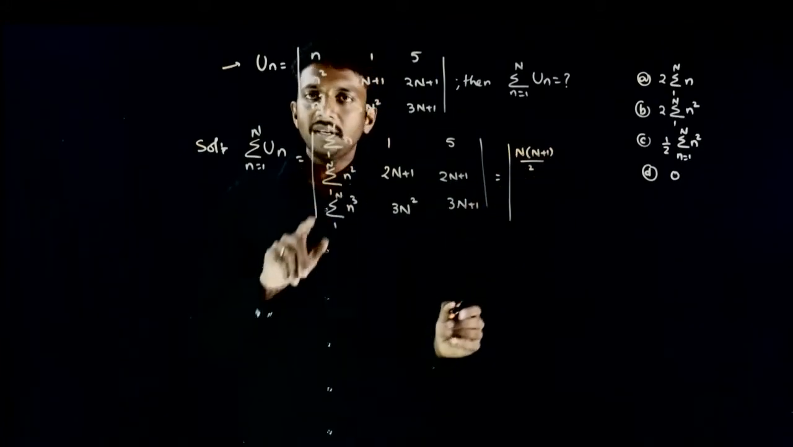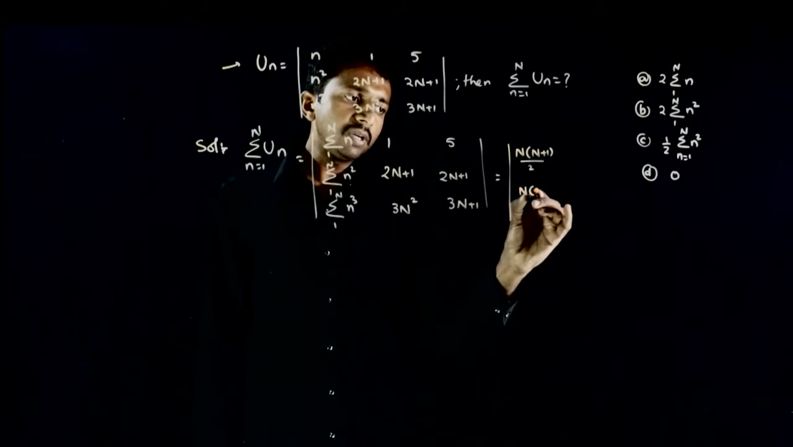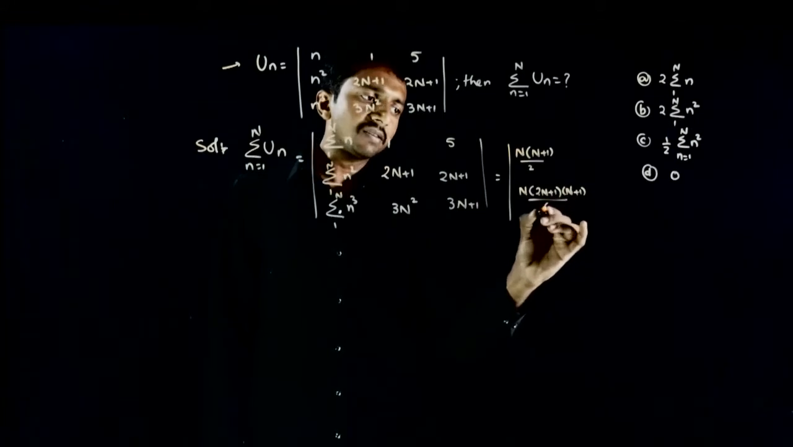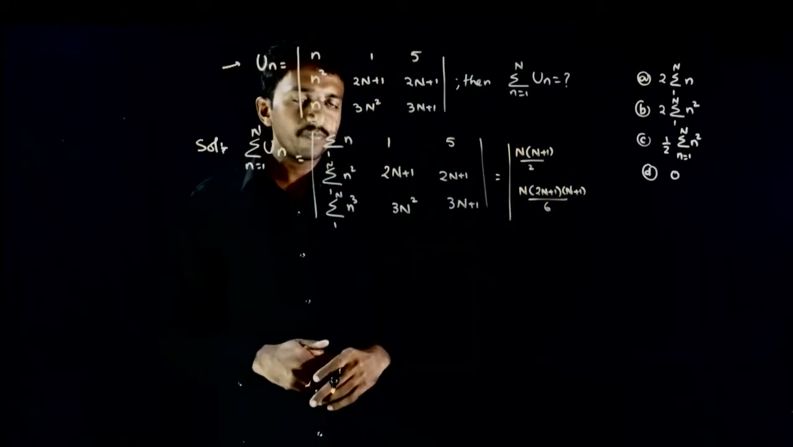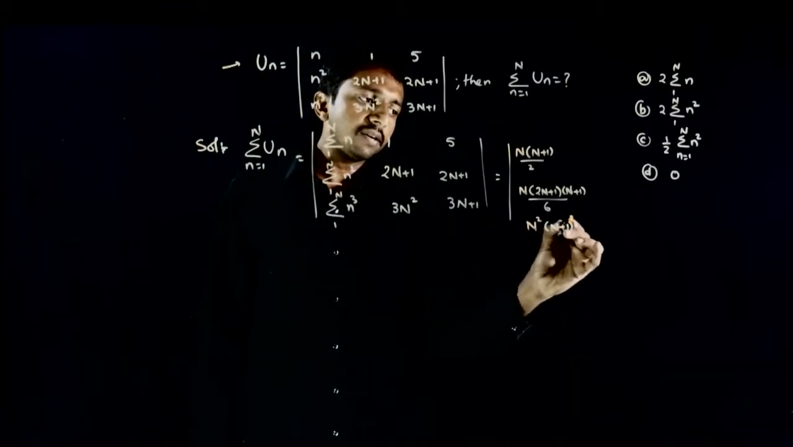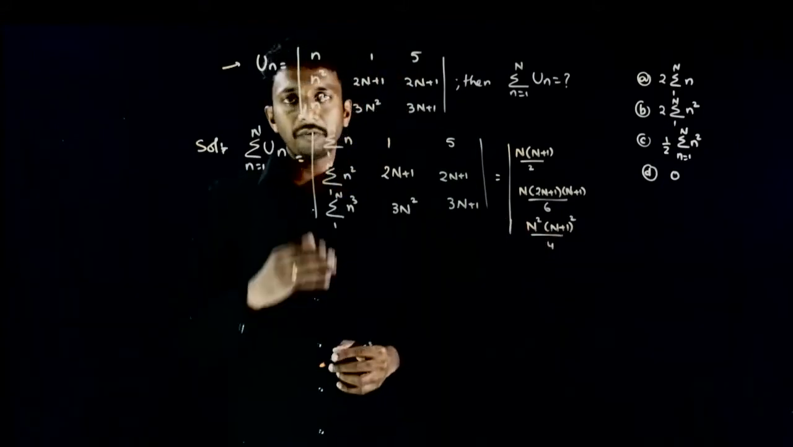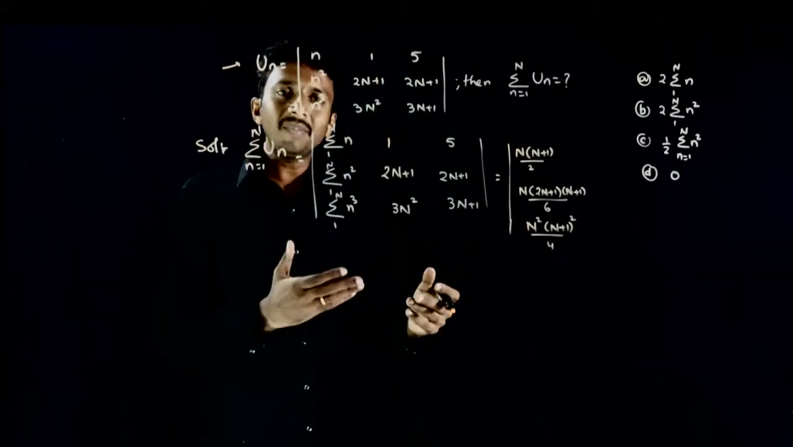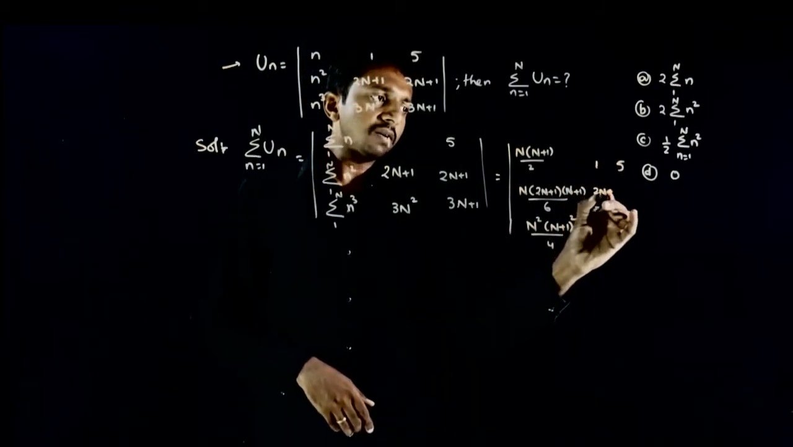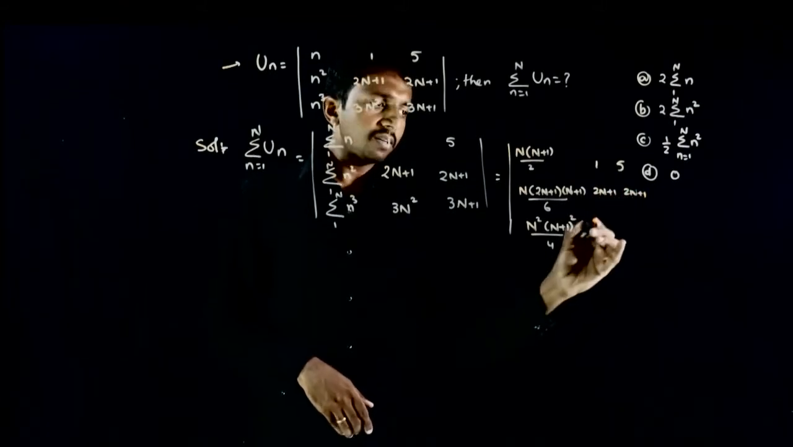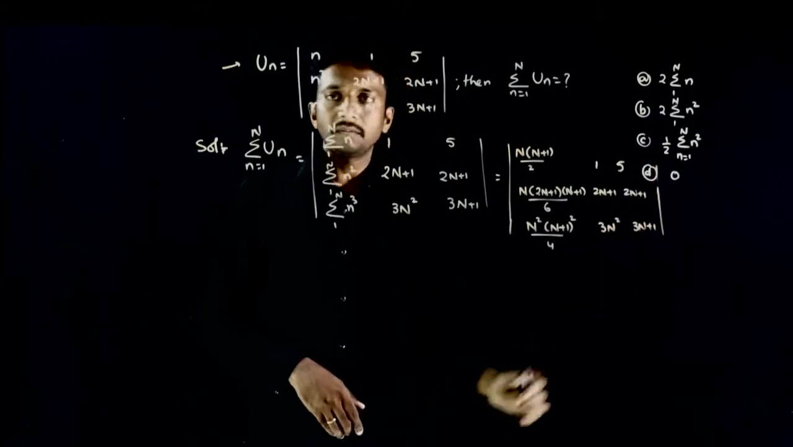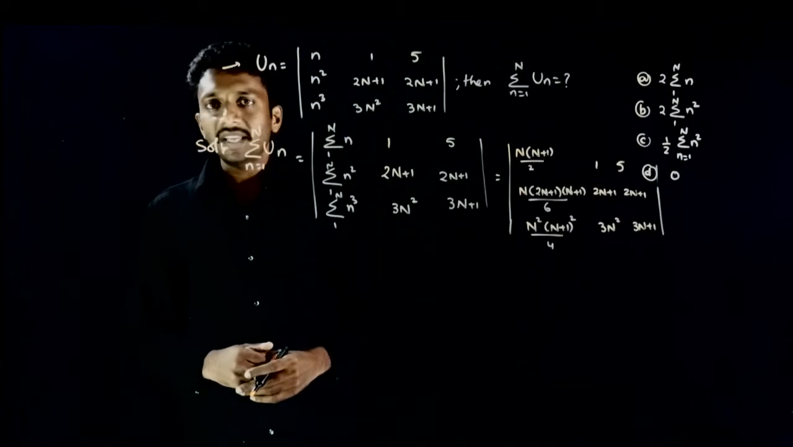And the second formula is sigma n square का formula क्या है? n into n plus 1 into 2n plus 1 by 6. And sigma n cube is n square into n plus 1 whole square by 4. Formulas आप sequence series से apply कर लीजिए, and the remaining terms will remain intact. So ये 1, 5 ऐसे रहेगा. 2n plus 1, 2n plus 1 will remain intact. 3n square and 3n plus 1 will remain intact. So जैसा है remaining terms वैसा ही रहेगा.